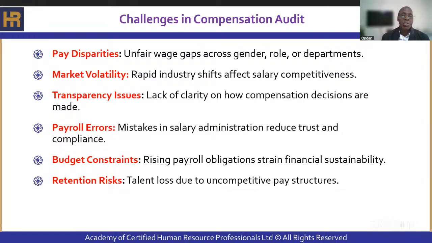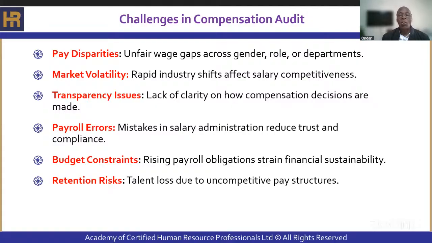A second challenge is changes in the industry, that is market volatility, that competitors adjust their payment either upwards or downwards. And that can be disadvantaging our employees if we adjust it downwards. And that can become a compliance issue.